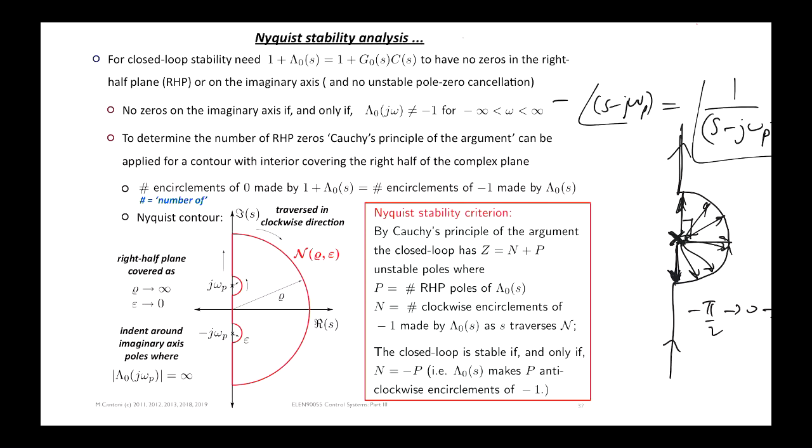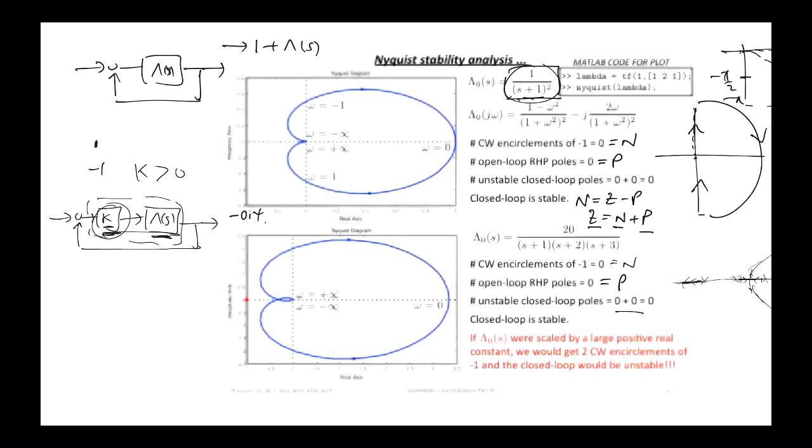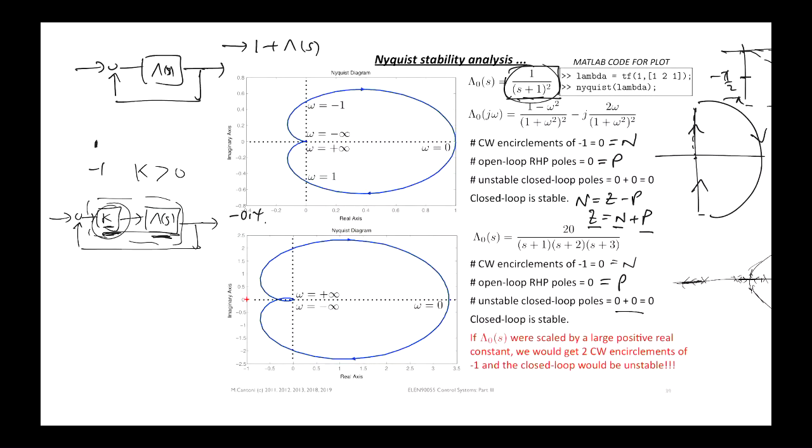We want to make sure that we never touch the critical point, because that would put closed loop poles on the imaginary axis. And so for closed loop stability, we need the number of encirclements made by the polar plot of lambda, when evaluated along this contour, to be equal to minus p, the number of open loop poles in the right half plane. So we started looking at some examples.